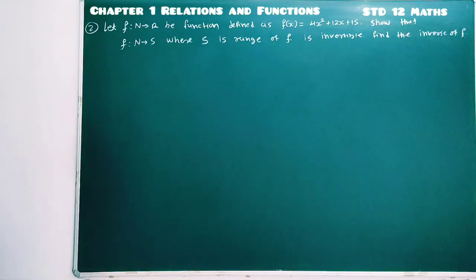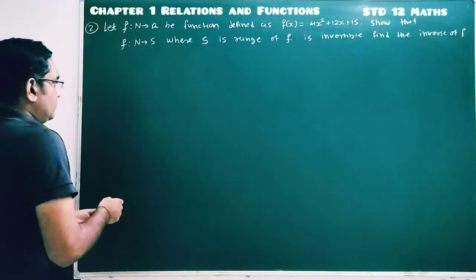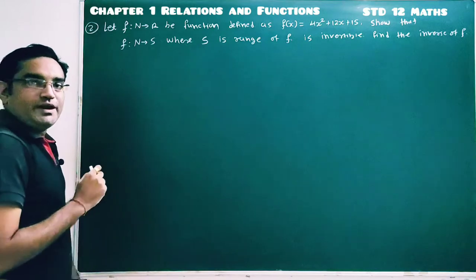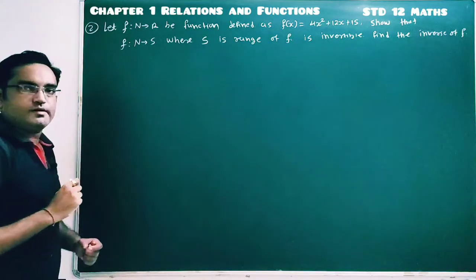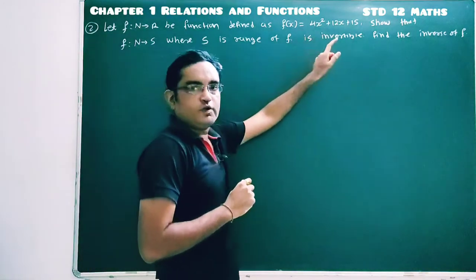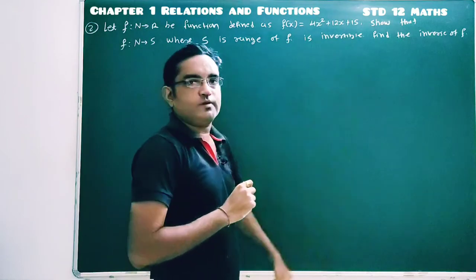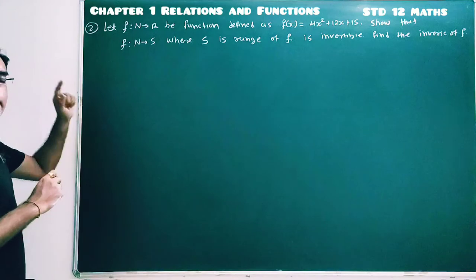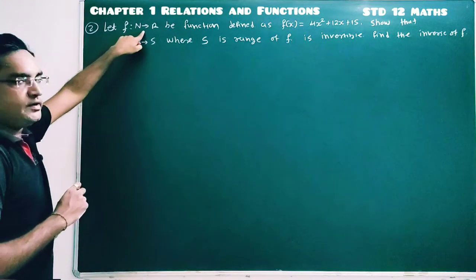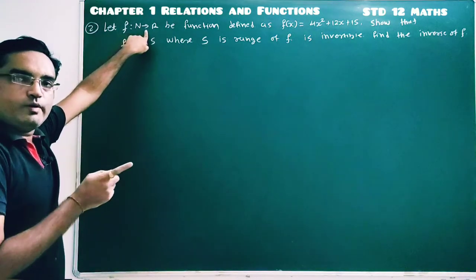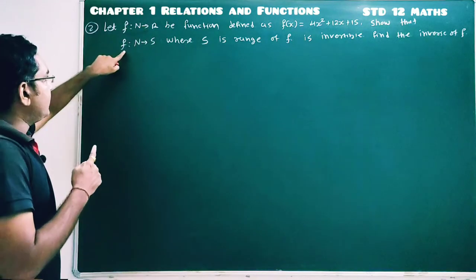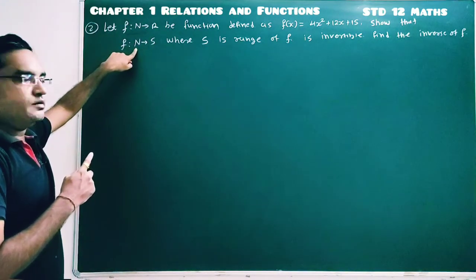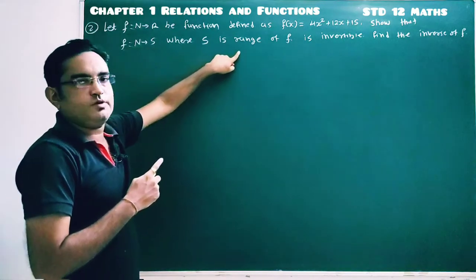Okay, friends. Now let's try to solve this question. A very good question is there. A function f from N to R be the function defined as f of x equal to 4x squared plus 12x plus 15. We have to prove that function f from N to S is invertible. Here a function is defined from domain to codomain. Now our function f is defined from N to S. So the domain is natural numbers and the codomain is the range of this function.